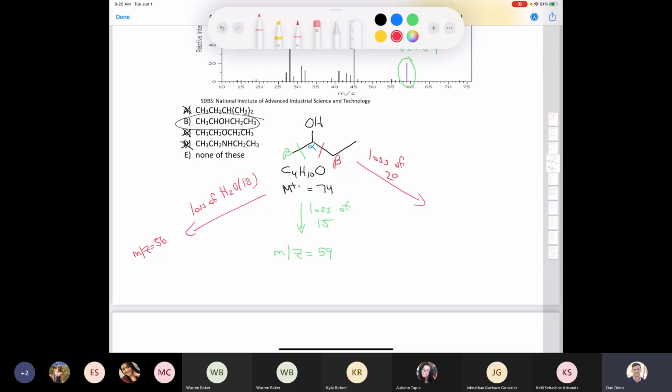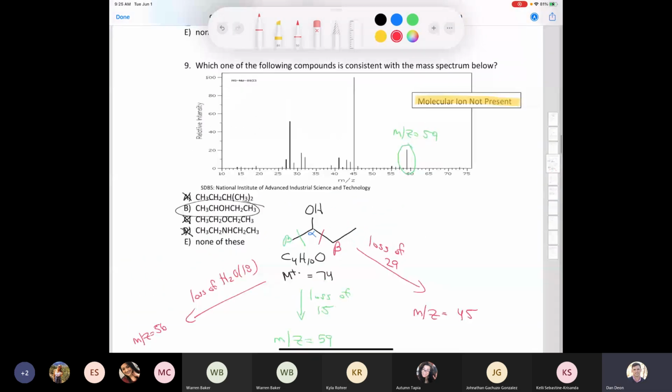Loss of my ethyl radical, loss of 29. So if I take 74 and I subtract 29, I get a mass overcharge that's equal to 45. And if I look over here, I see I have a mass overcharge of 45. So this is mass overcharge, which is equal to 45.